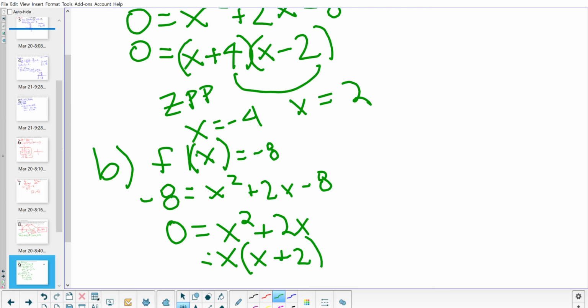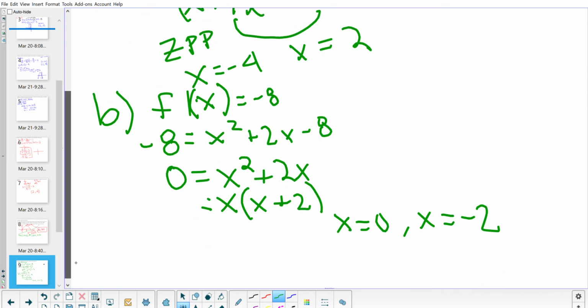Okay, so when is the y value -8 by the ZPP? When x is 0 and when x is -2. Okay, last example.